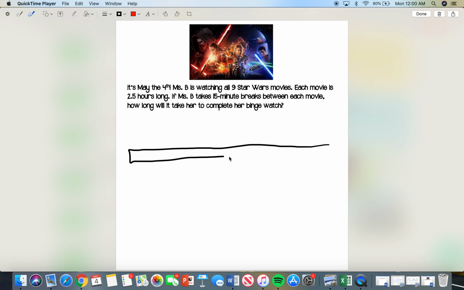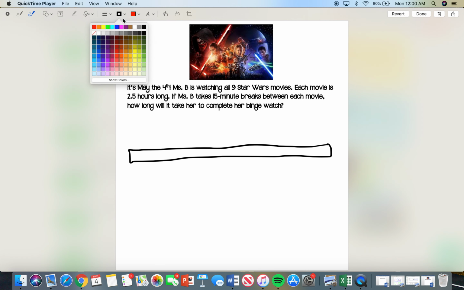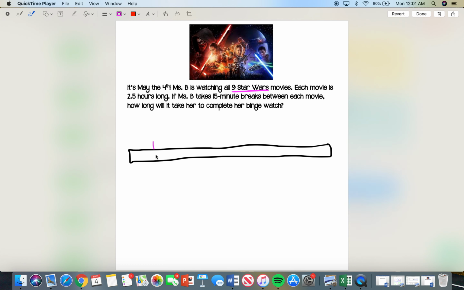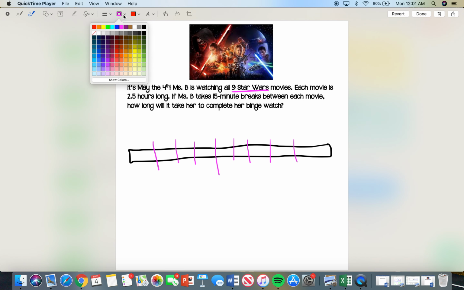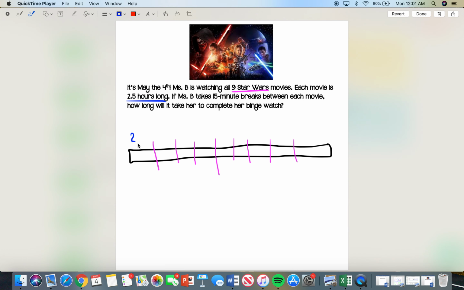Let's think about it. How many movies? 9, right? We got episodes 1, 2, 3, 4, 5, 6, 7, 8, and 9. So, I'm going to split my tape diagram into 9 pieces. Movie 1, movie 2, movie 3, movie 4, movie 5, movie 6, movie 7, movie 8, and here is movie 9. How long is each one? 2.5 hours. So this will be 2.5.